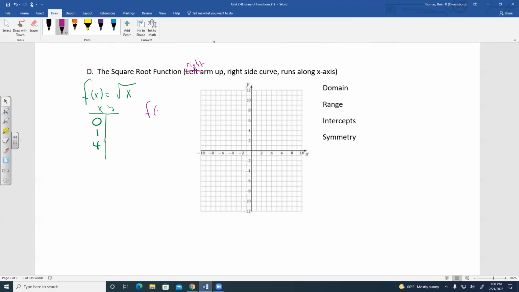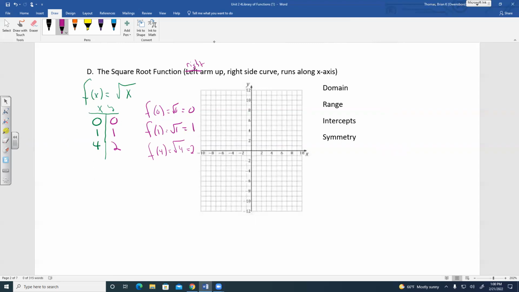If I evaluate f of 0, we just get the square root of 0, which is still just 0. If I evaluate f of 1, the square root of 1 is still just going to be 1. If I evaluate f of 4, now the reason I chose 4 is the square root of 4 is actually 2, so that's why I chose that. So if I can remember that, 0 is going to be 0, 1 is going to be 1, but 4 is actually going to be 2, and that's where the bend starts to occur, the curving.